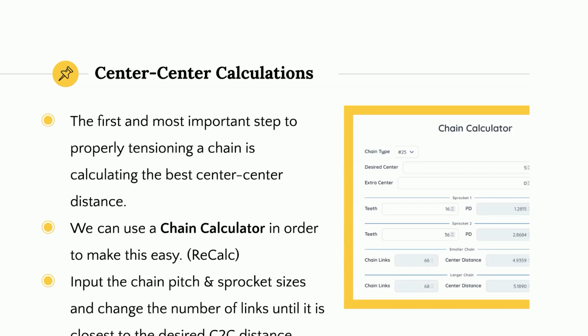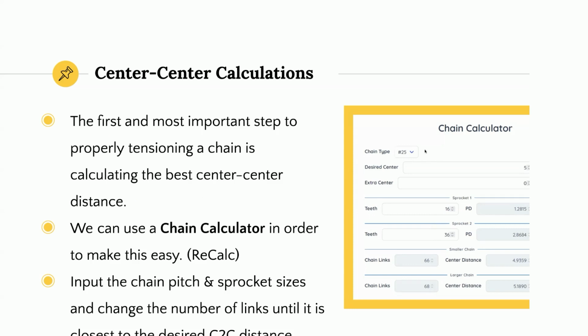We can use a chain calculator in order to make this easy. So the one on the right is the one I used last season, which is called Recalc. You have to input the chain's pitch and sprocket sizes and change the number of links until it's closest to the desired center-to-center distance. I'm sorry, it's cut off on this slide.